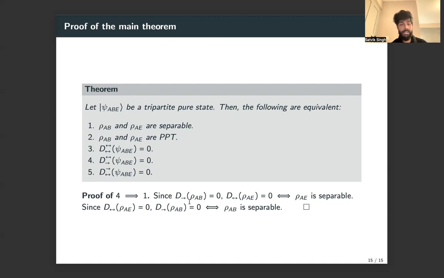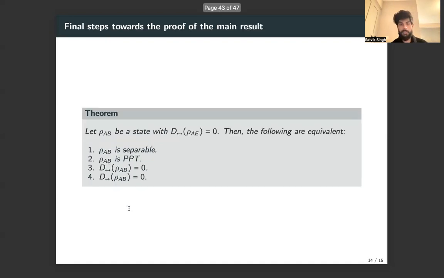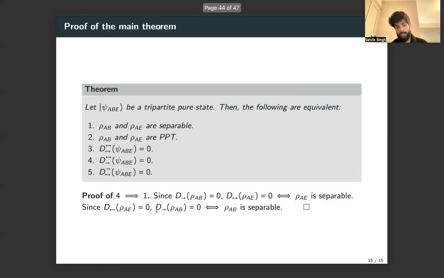So if we assume 4, then what we are basically assuming is that the rho AB state is one-way undistillable. And we just saw that if this is the case, then two-way undistillability of the complement is equivalent to its separability, right? And similarly, 4 also says that rho AE is two-way undistillable. And if this is the case, we saw from our previous result that one-way undistillability is equivalent to separability. So we obtain our desired result.